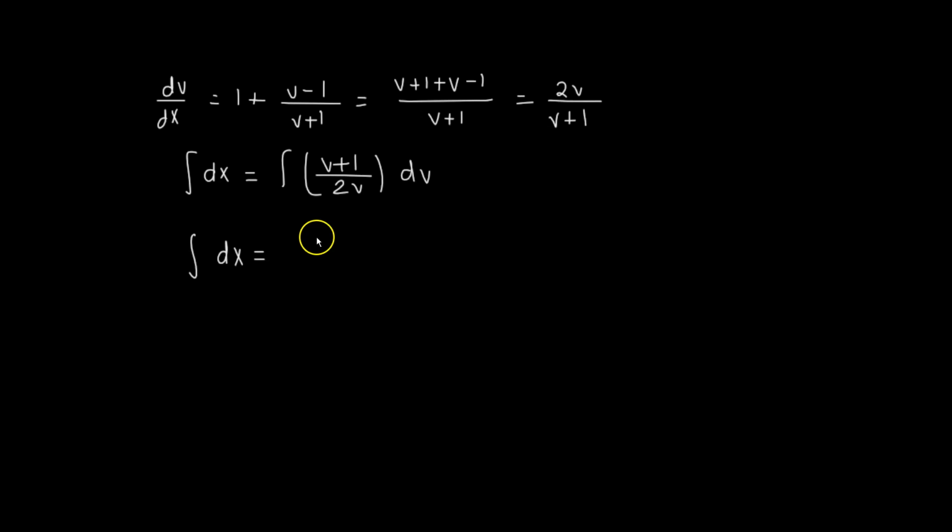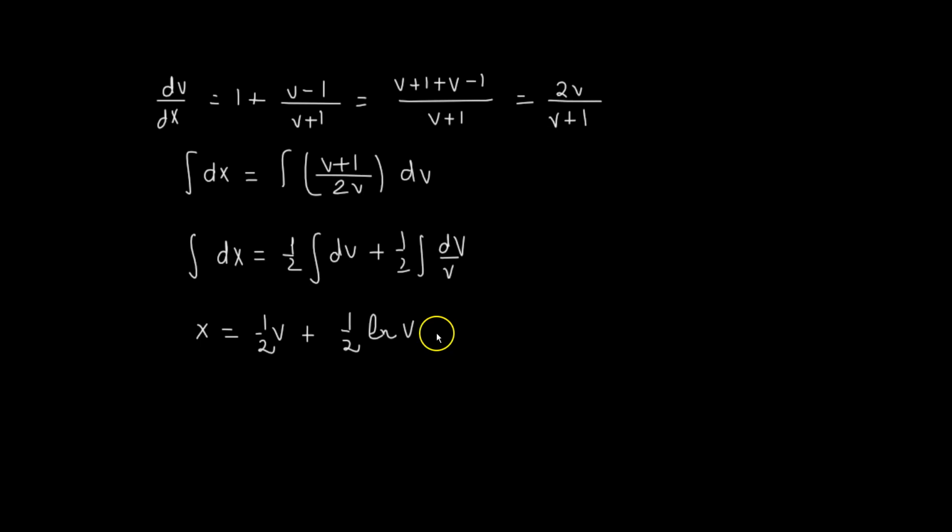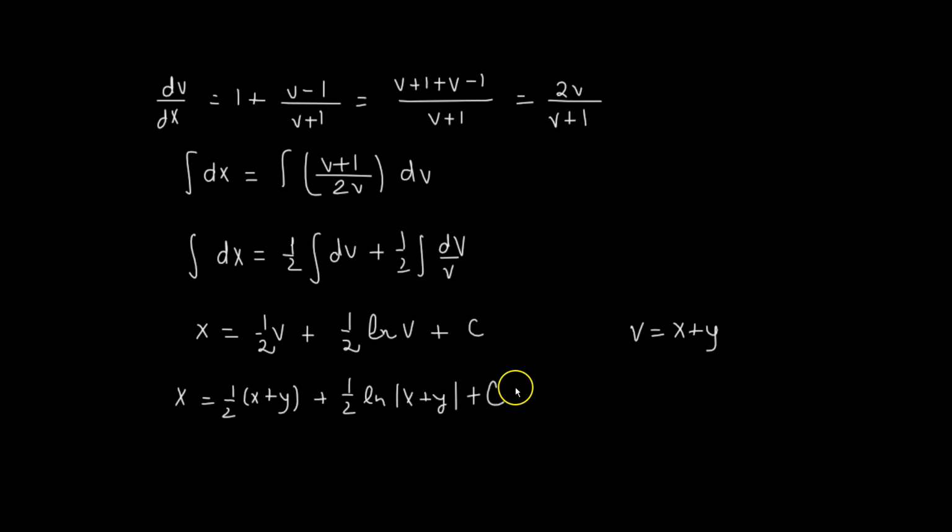Before integrating, let's simplify the integral on the right hand side. So we have half the integral of dv plus half the integral of dv over v. The integration of dx will be simply x, equals half the integration of dv, which is v, plus half times the integration of dv over v, which is natural log of v, plus the constant of integration c. Since we used v equals x + y, we'll have x equals half of (x + y) plus half natural log of (x + y) plus the constant of integration c.